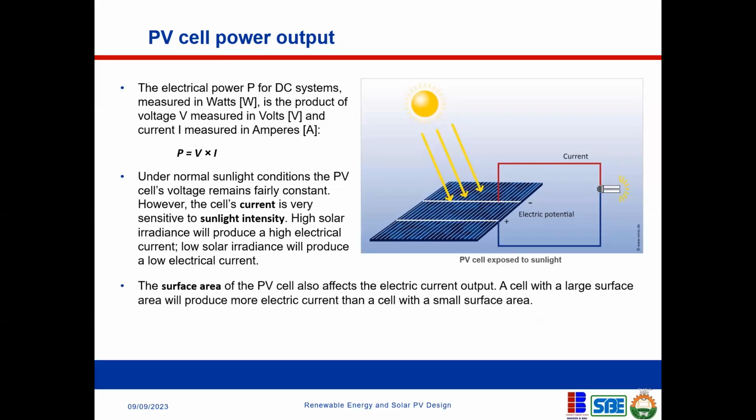Another factor that helps your PV output is the surface area. If you have more surface area exposed to the sun, you eventually have more current from your PV system. So two factors here, the sun's intensity and the surface area, determine the amount of power or the amount of energy you could get from your PV system.